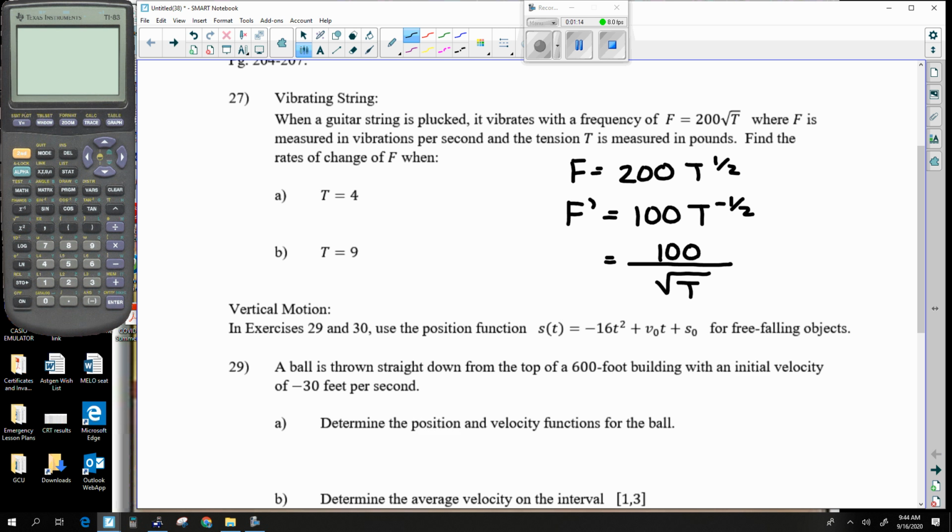All right, so that is our basic formula. So what is the F prime when T is equal to 4? In essence, is the problem, and so that would be 100 divided by 2, and that'd be 50. All right, so this is a derivative with respect to T. So it's in essence dF/dT.